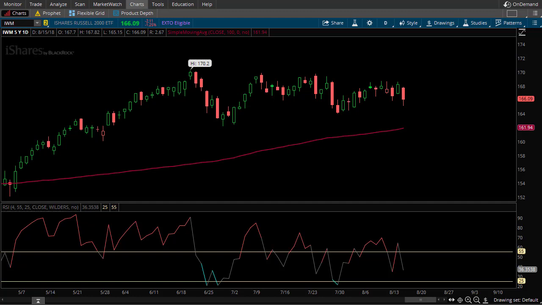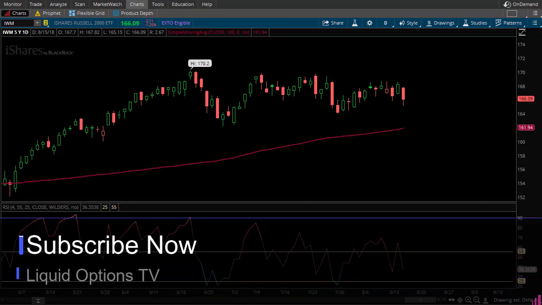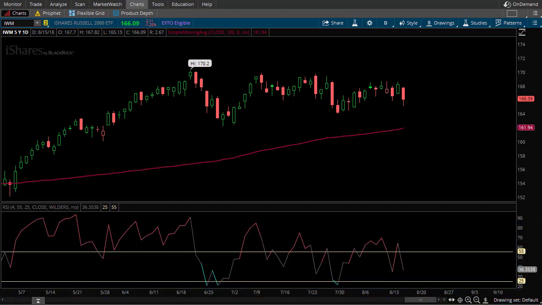So there's really two things here. Defining what a short-term sell-off is, and also defining what we want to consider a bull market to be. So this is where the RSI comes in.